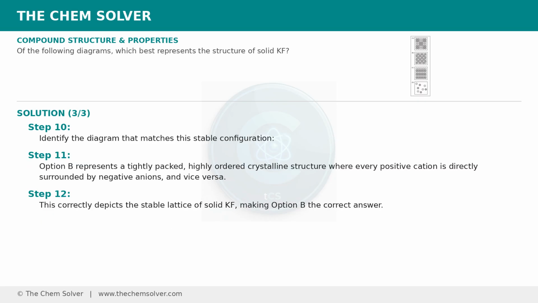Identify the diagram that matches this stable configuration. Option B represents a tightly packed, highly ordered crystalline structure where every positive cation is directly surrounded by negative anions, and vice versa. This correctly depicts the stable lattice of solid KF, making option B the correct answer.